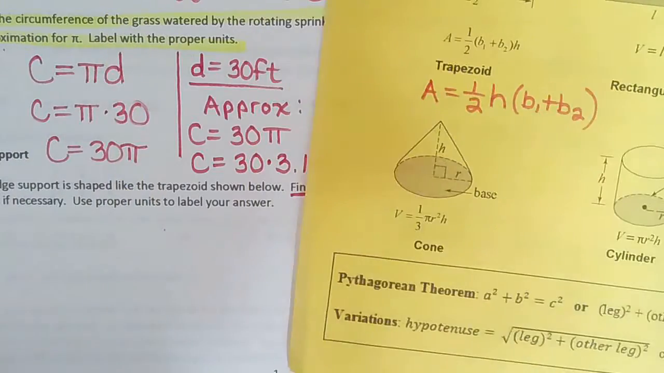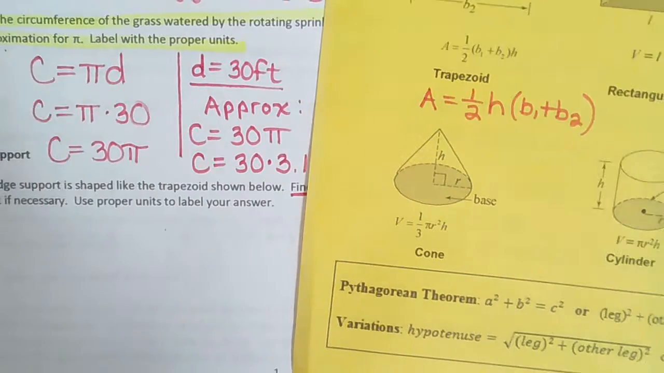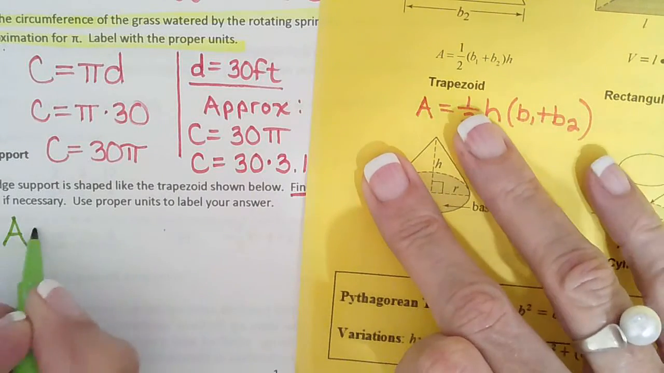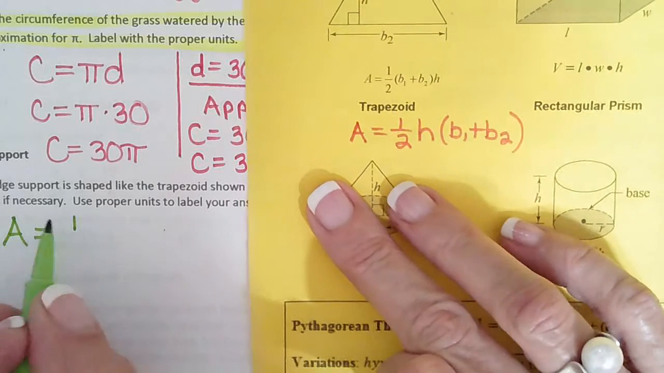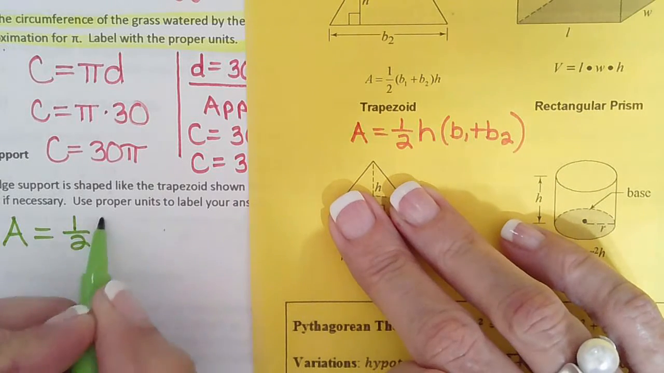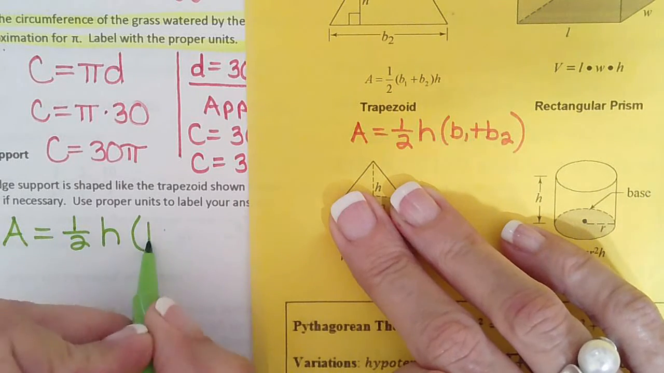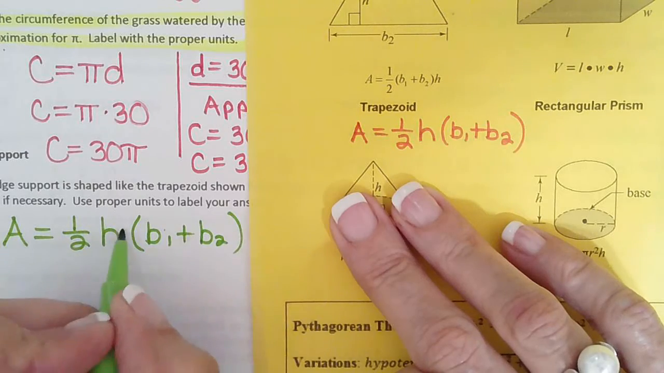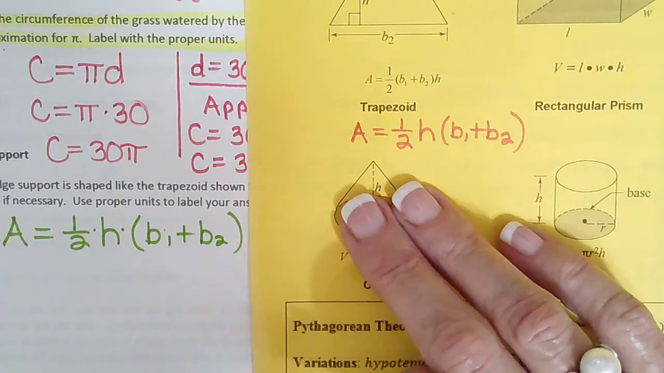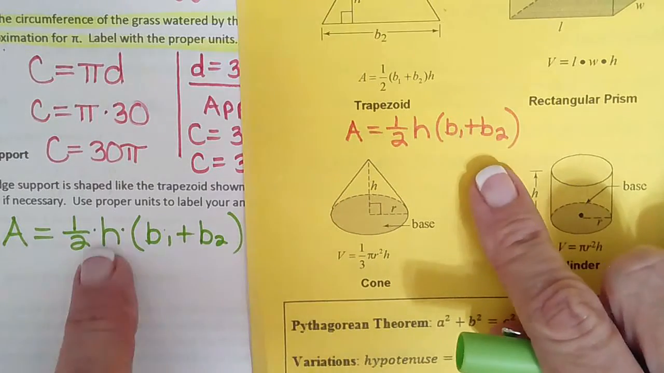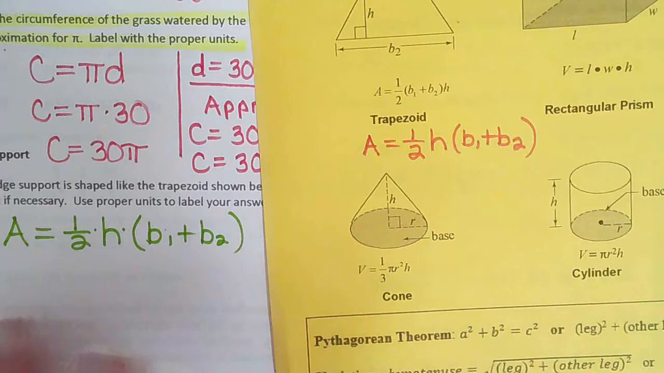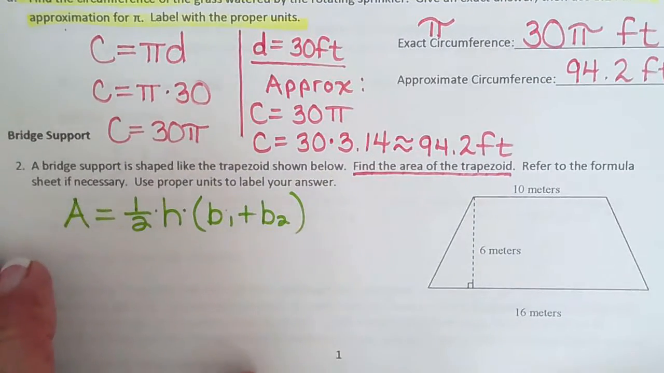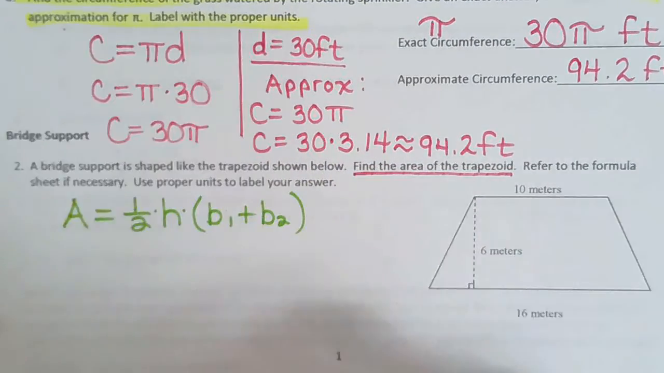So I'm going to go right here, I'm going to switch colors, and I'm going to write my formula. 1/2 height (base 1 plus base 2). And remember, these are all multiplication. They don't put multiplication when they write the formula, but you have to know there's an imaginary multiplication sign between all of them. So the bridge support's shaped like a trapezoid.